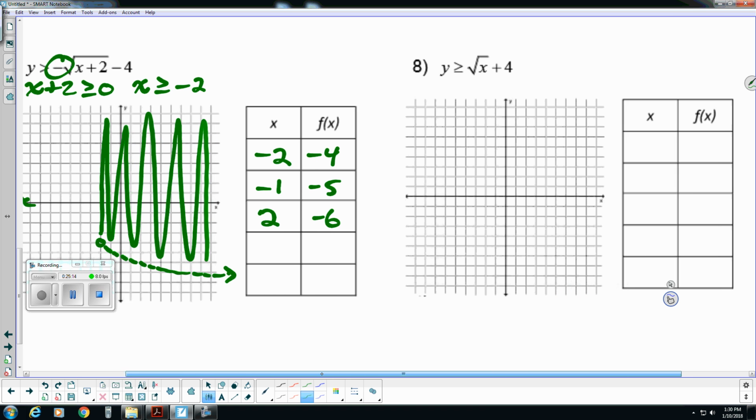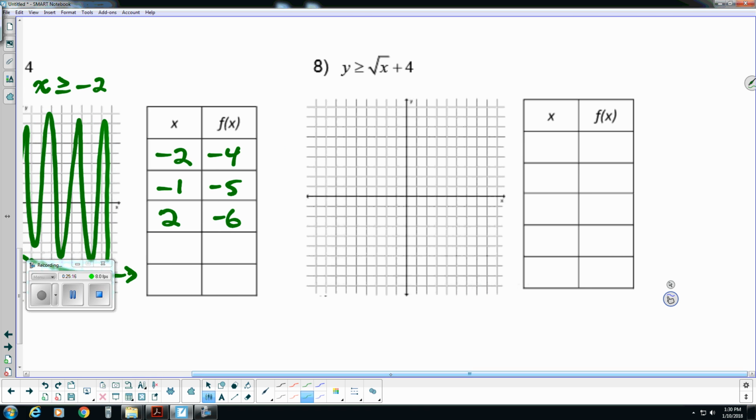Last one. Establish your starting point. X is greater than or equal to 0. Nothing to solve for. We're starting with 0, and then everything's going to be bigger than that. I'm going to choose 1 and 4. When we plug those in, I get 4, 5, and 6.